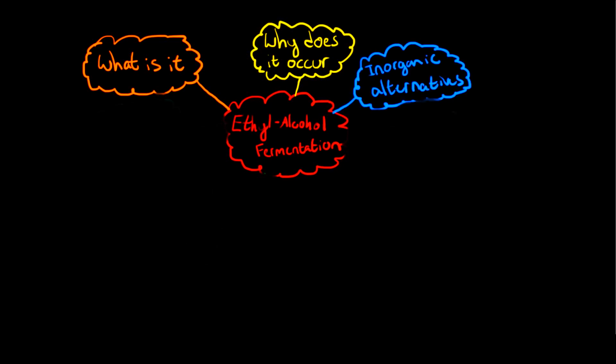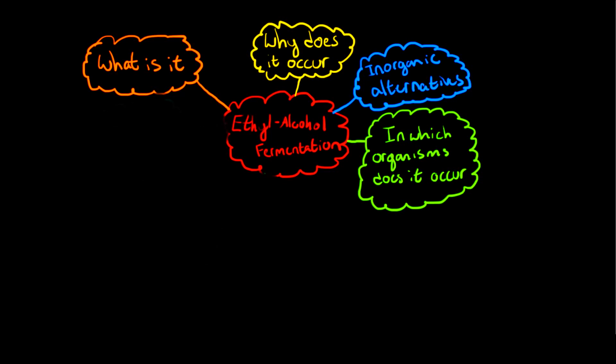Inorganic alternatives. As far as I can tell, none. It would be insanely inefficient for alcohol companies to research and develop a way of making ethanol inorganically when they have an army of microorganisms who will do the work for free. In which organisms does it occur? The process of alcohol making, and by extension ethanol fermentation, utilizes tiny fungi known as yeast. There are many strains of yeast, but more on that later.